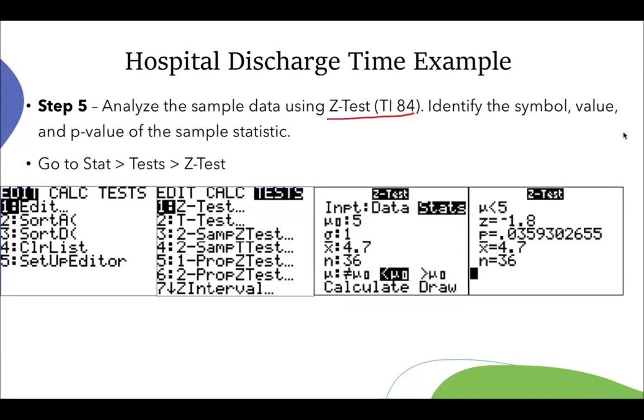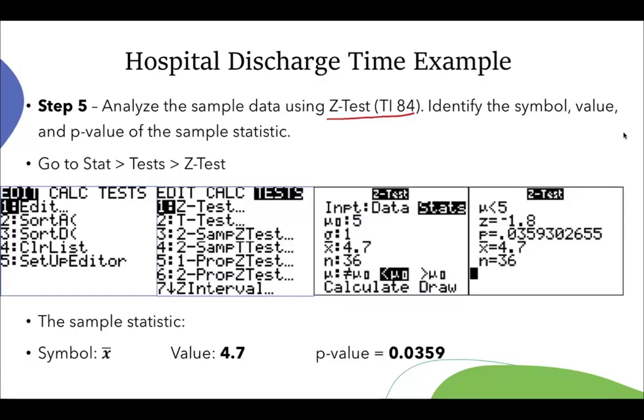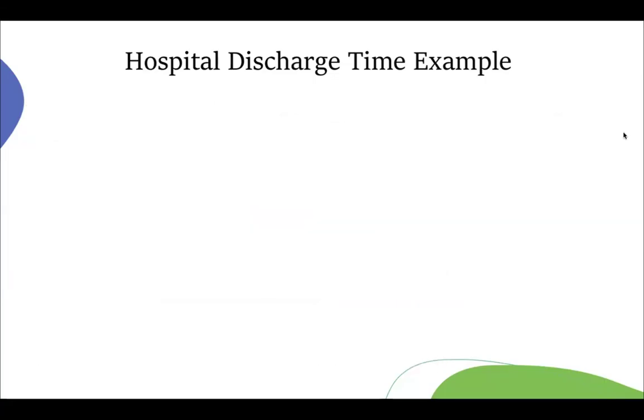So we get a p-value of 0.0359. Our sample statistic symbol is x-bar. Its value is 4.7. That comes from the original problem, but the p-value comes from the z-test, 0.0359. So now we can make a conclusion by comparing our p-value to alpha.